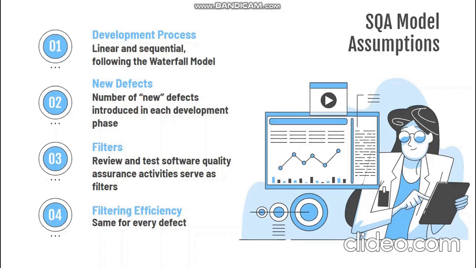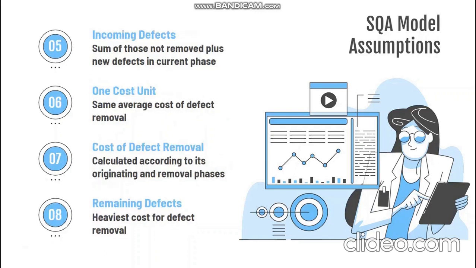In the next slides, I will show you how typical filtering effectiveness rates change for other quality assurance activities as well. But for the moment, we know that the filtering efficiency is the same for every defect, irrespective of its origination phase. We have incoming defects: at each phase, the incoming defects are the sum of defects not removed by the former quality assurance activity plus the new defects created in the current development phase.